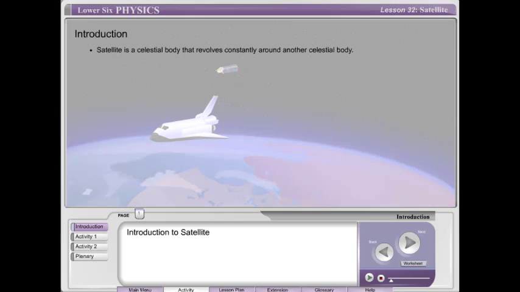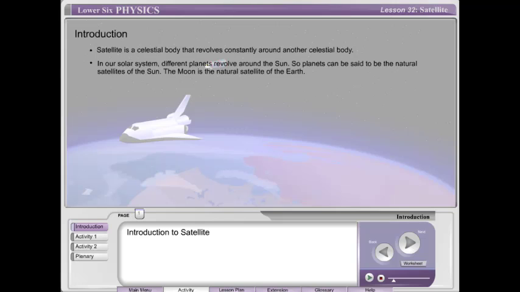A satellite is a celestial body that revolves constantly around another celestial body. In our solar system, different planets revolve around the Sun. So, planets can be said to be the natural satellites of the Sun. The Moon is the natural satellite of the Earth.